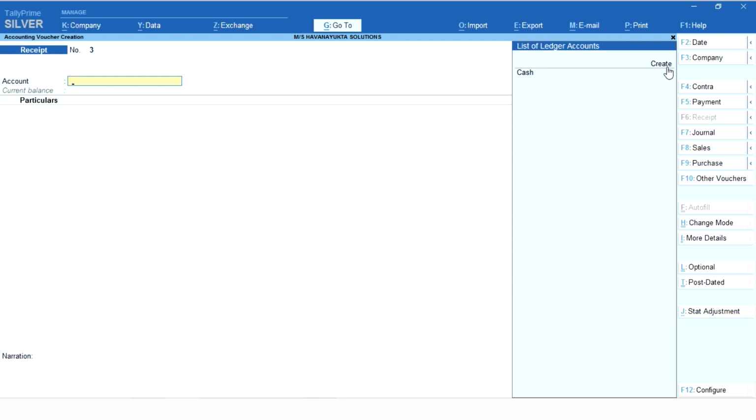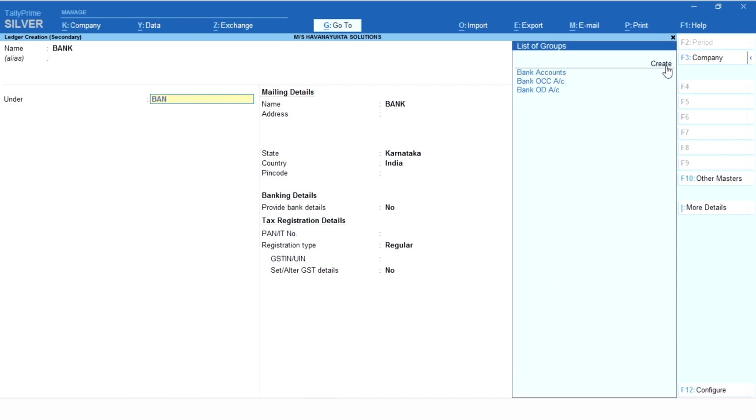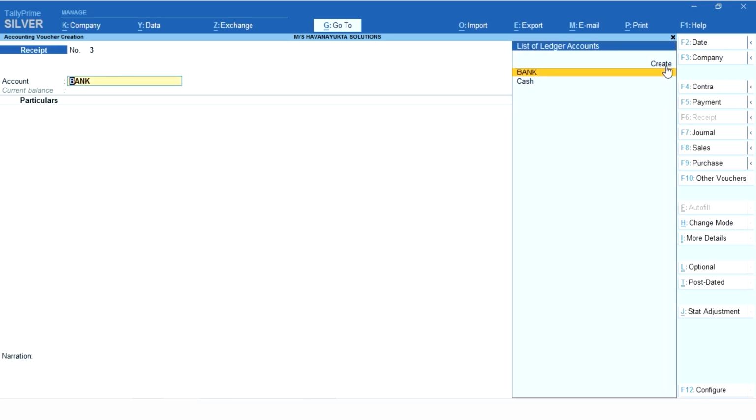So we can go with the option called create, and we can create a name called bank under bank account, and it asks account number, IFSC code, SWIFT code, bank name, branch. All these things we'll discuss in the banking video. So we'll create a bank, and next we need to credit a bank interest account. Even that is not created. You can use Alt C as a shortcut key. You can go with the shortcut key option, create.